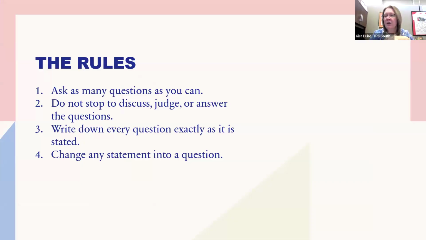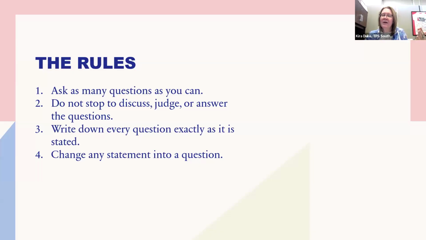You want to ask as many questions as you can. You don't want the groups, and usually you'd put your students into groups to do this, to stop and discuss, to judge, or try to answer the questions. Again, the whole purpose is just to be generating as many questions as you can. You want to write down every question exactly as it is stated. The reason it's important is because one student may ask a question one way, and that might get another student thinking, well, I like that question, but maybe I want to adapt it a little bit.